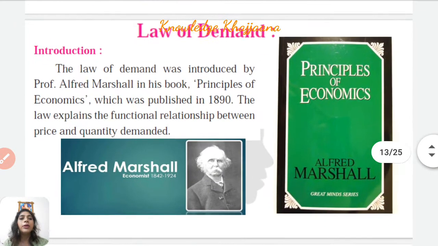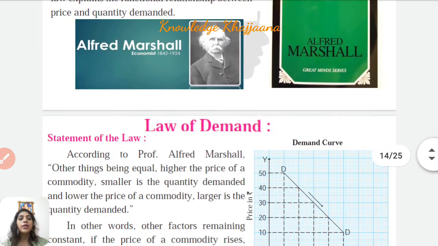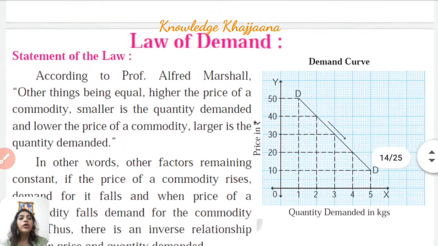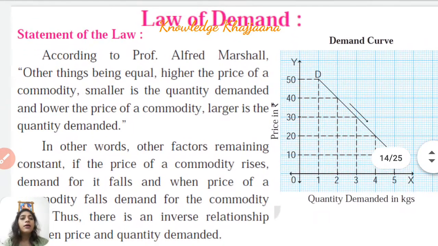Now, what is this law of demand? Let's see what he has stated in that law of demand. According to Professor Alfred Marshall, other things being equal, higher the price of a commodity, smaller is the quantity demanded, and lower the price of a commodity, larger is the quantity demanded.